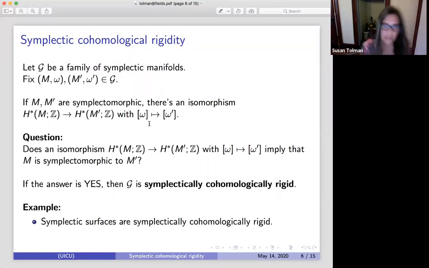We again have a very easy example, which is that symplectic surfaces are symplectically cohomologically rigid, because in this case, all you need to classify them is the genus and the area. And obviously those are easily read off of the ring and the class in the ring.